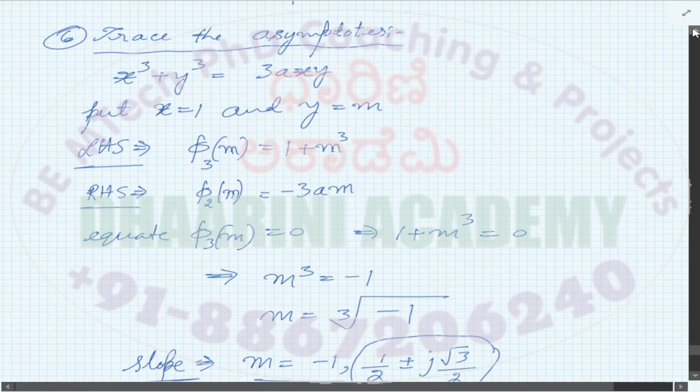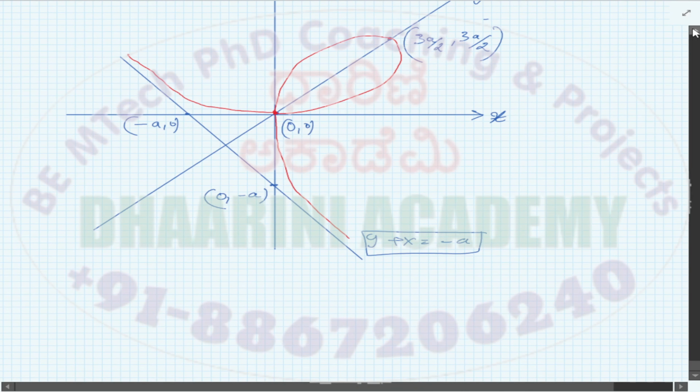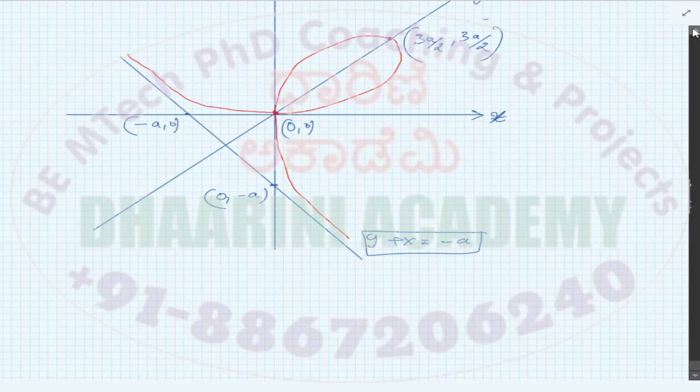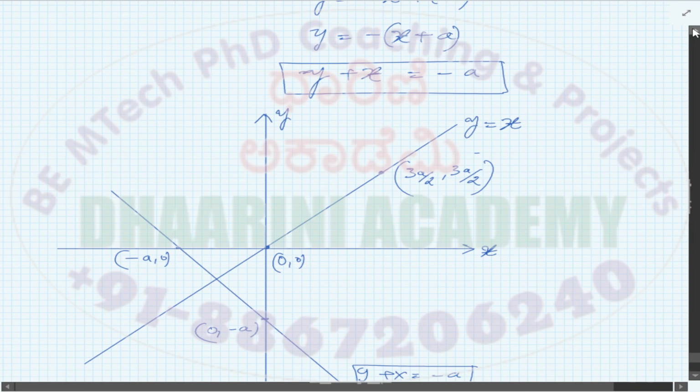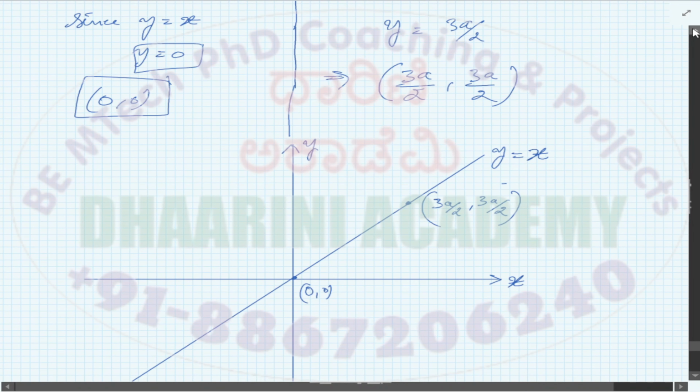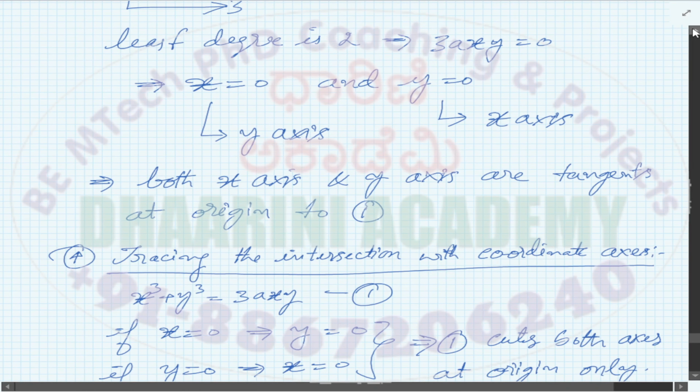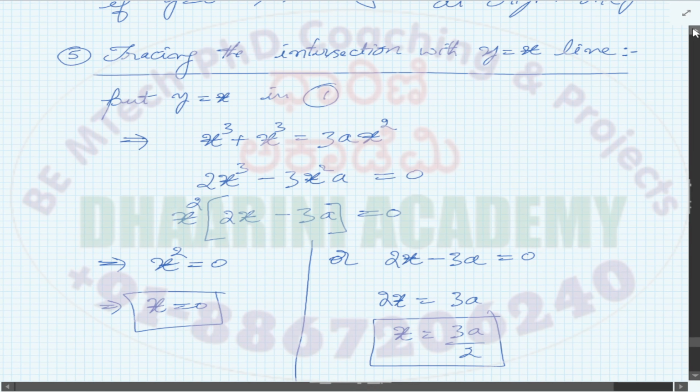So that's already plotted. You can see that the curve is going to cut the y and x axis only once, between minus infinity and plus infinity. It's going to cut at only one point, only once. So that's also something we have taken care of when we drew this graph. So that was point number 4, tracing intersection with coordinate axis. Then we'll go to step number 5.